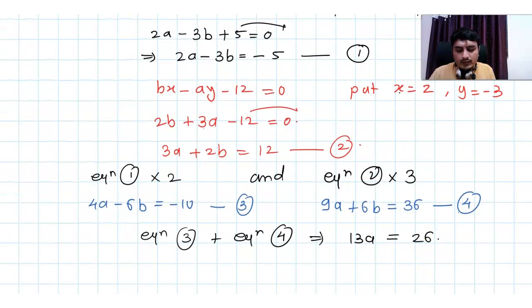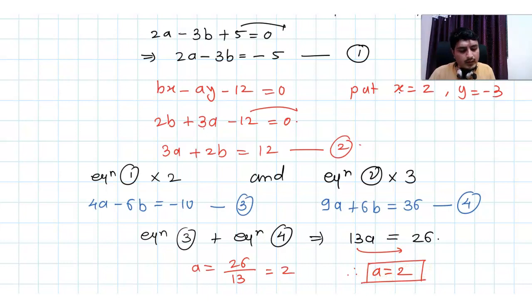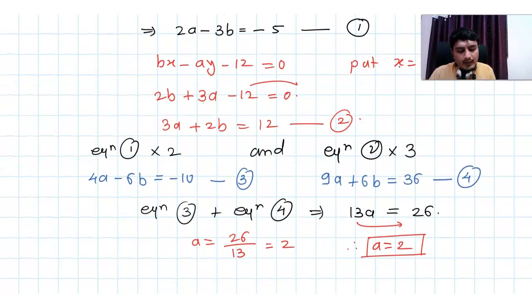Try to shift now the 13 from LHS to RHS. So the value of variable a, we have 26 divided by 13, is 2. So therefore I am writing the value of a is 2. Now to evaluate the value of variable b, try to substitute a equals 2 in any one of the equation 1, 2, 3 or 4.